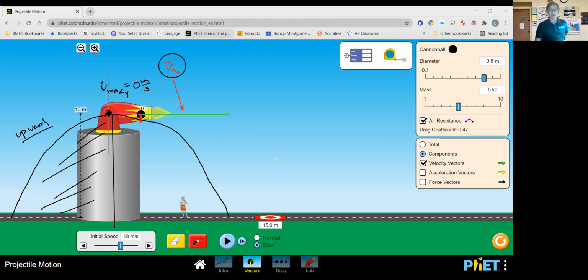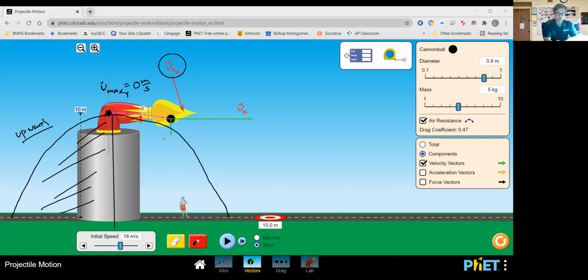Now, as I unpause this and continue to let it go, and then pause again, what do you notice happening? First of all, this is going to be Vx, and let me go ahead and label this. This is no longer initial velocity. This is velocity along the x, but at some other time t.